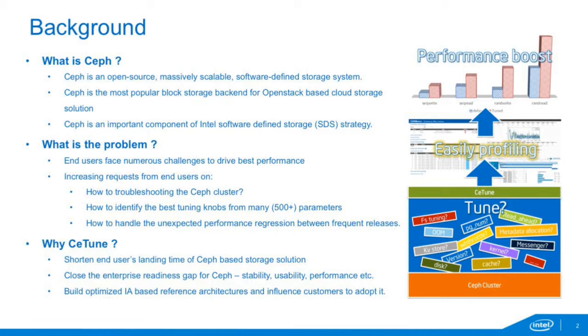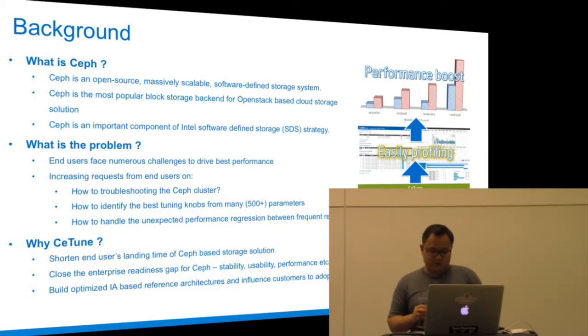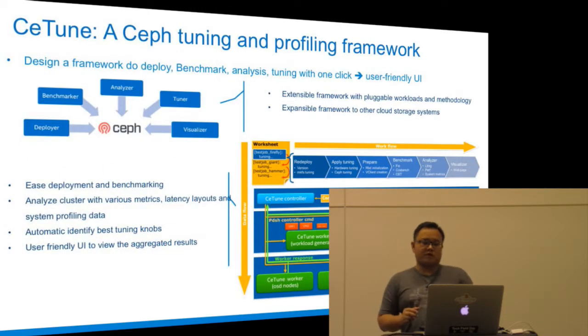The purpose of this is that we can shorten the end user's learning time of the Ceph-based storage solution, and we can close the enterprise readiness gap for Ceph, which is mainly about stability, usability, performance, and so on. And we can build an optimized IA-based reference architecture and influence customers to adopt it. In the right picture, we can see we can tune many kinds of components of the Ceph cluster, including the file system level, the parameters, and the deployment. We can propose the best configuration for the Ceph cluster, and we provide a UI interface for benchmarking and analyzing tuning, which can easily do the profiling job, and based on this, we can get a performance boost over the Ceph cluster. So this is a general framework of CeTune.